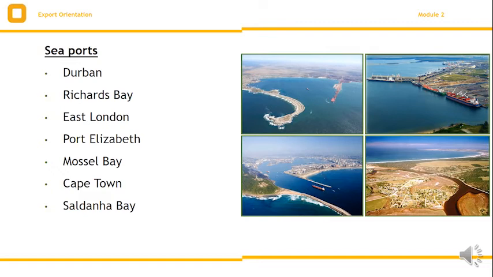Then lastly, we look at Saldanha Bay. It is situated on the west coast of Africa. It is the deepest and largest natural port in South Africa and is protected by artificial breakwater and is the only port that deals with iron ore. So you will also then look at the different ports, the services that it offers, and the goods that you are looking at importing and exporting, and then make an informed decision on which port to utilize for your global transactions.